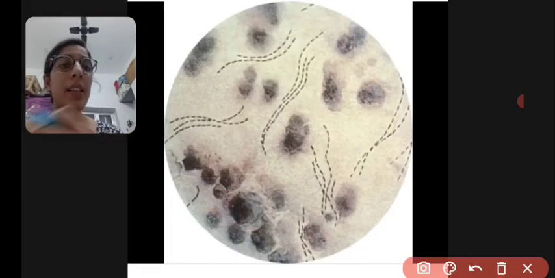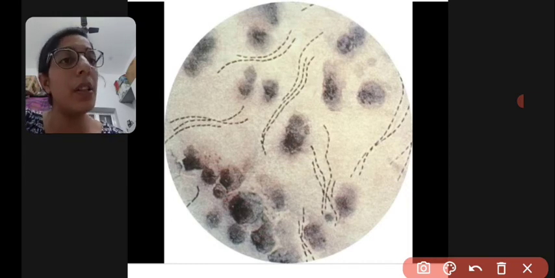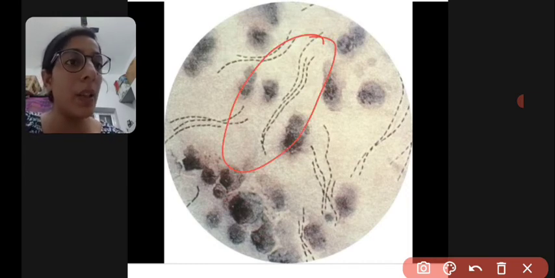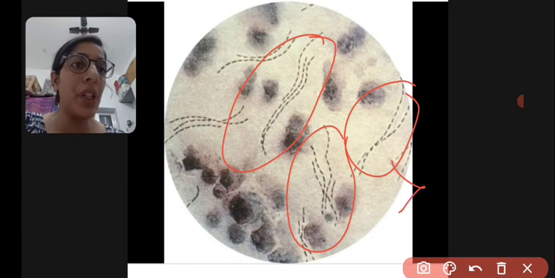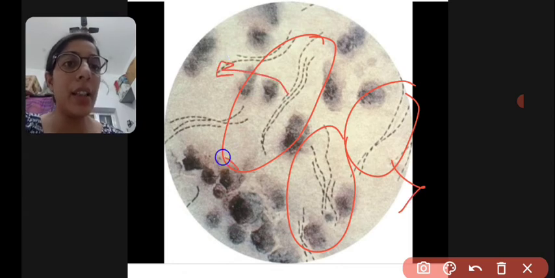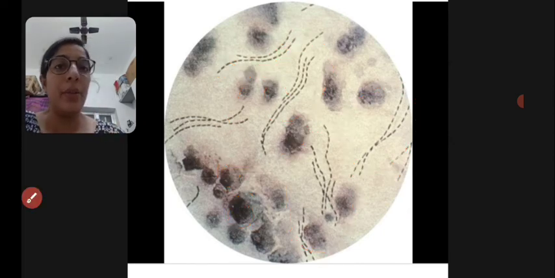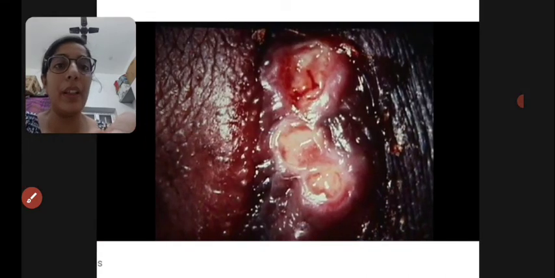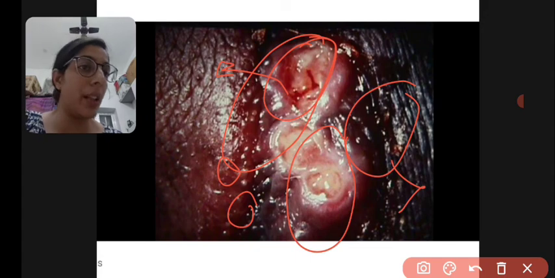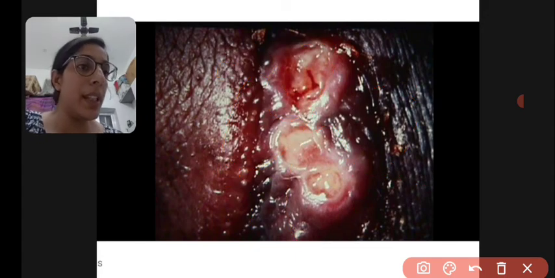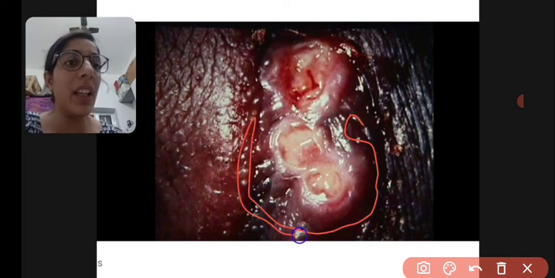Next, this is the school of fish appearance. Look at this, fish in a line. These are the cells, the extracellular organisms, gram negative, causing chancroid. This one is the chancre, by the way, where you can see this dirty area.